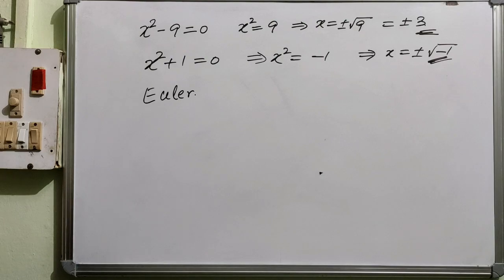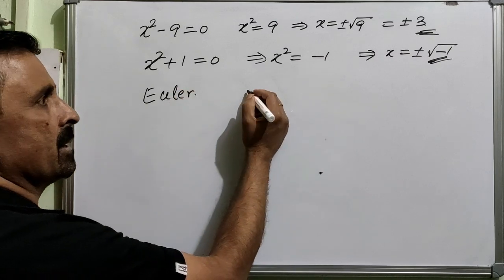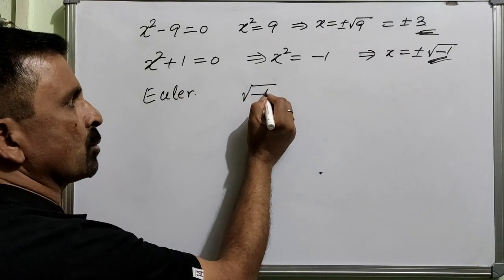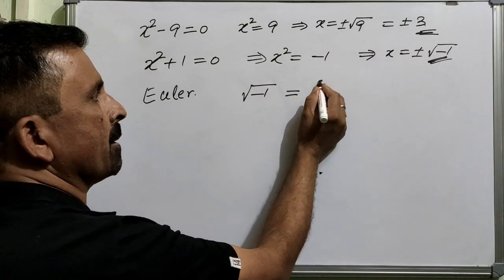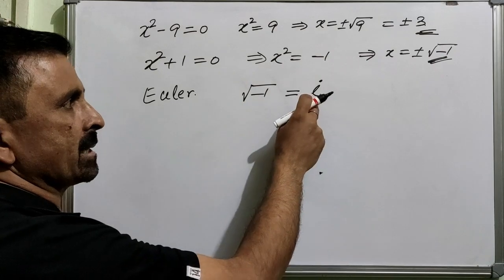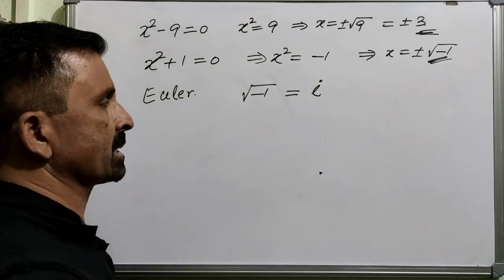We need something beyond rational number and irrational number, and he named it as imaginary number, and he said that the value of this root minus 1 will be equal to i. He introduced this numerical value, and this value is read as imaginary number. i stands for imaginary number.